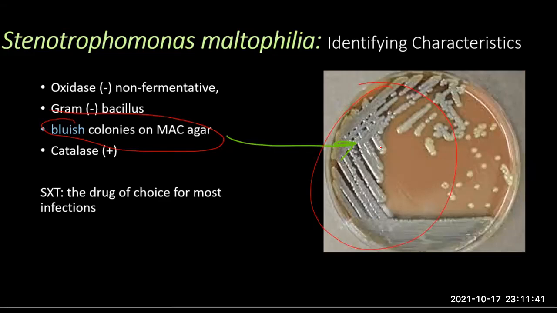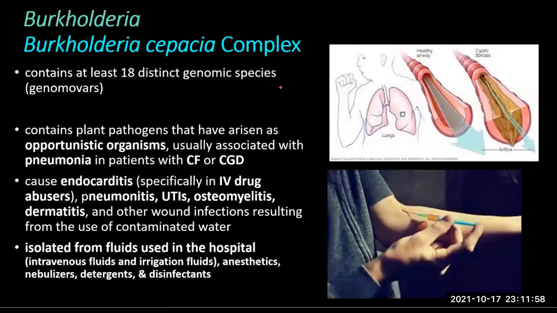The colonies tend to appear bluish, and they're catalase positive. So we have trimethoprim-sulfamethoxazole. That's the drug of choice for most infections with Stenotrophomonas maltophilia.